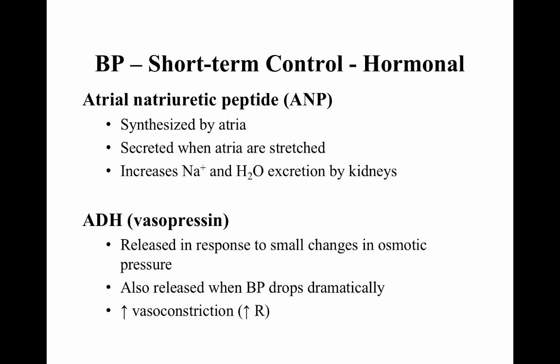The short-term control from the hormonal perspective, we see atrial natriuretic peptide, or ANP, being synthesized by the atria of the heart and secreted when the atria are stretched. This will increase sodium and water excretion by the kidneys. Then we can also see ADH, antidiuretic hormone, also noted as vasopressin, released in response to small changes in osmotic pressure, and also released when blood pressure drops dramatically. So we see vasoconstriction occur with vasopressin, or antidiuretic hormone.